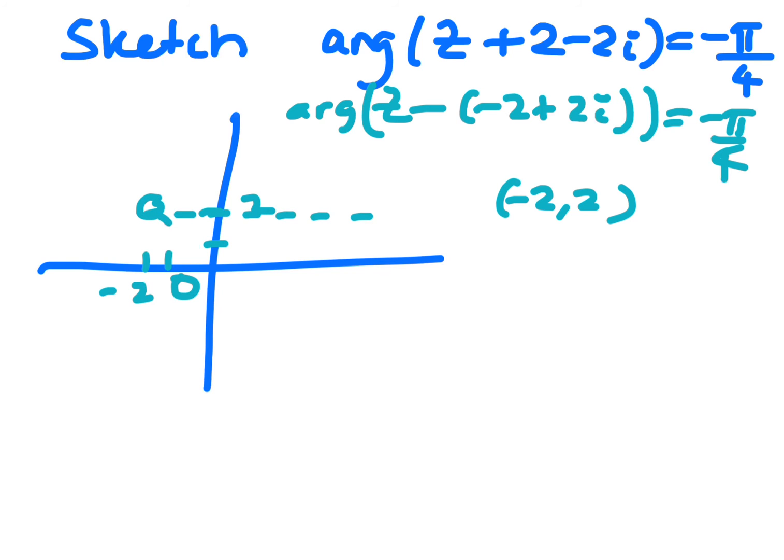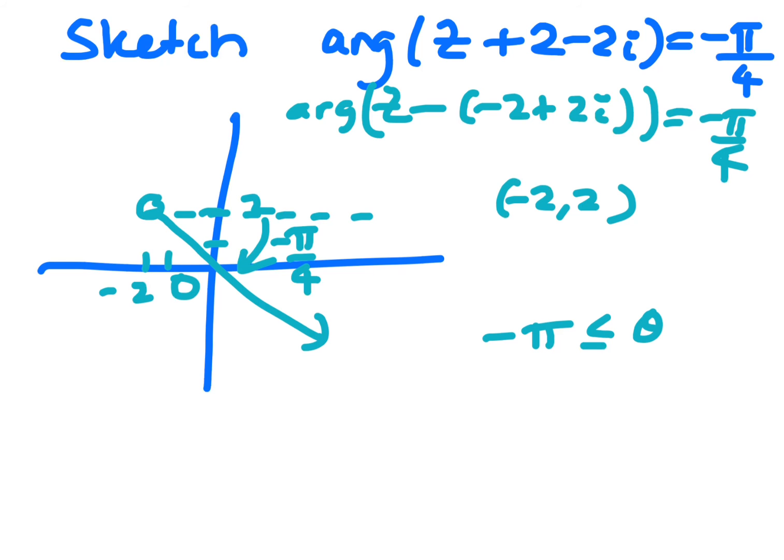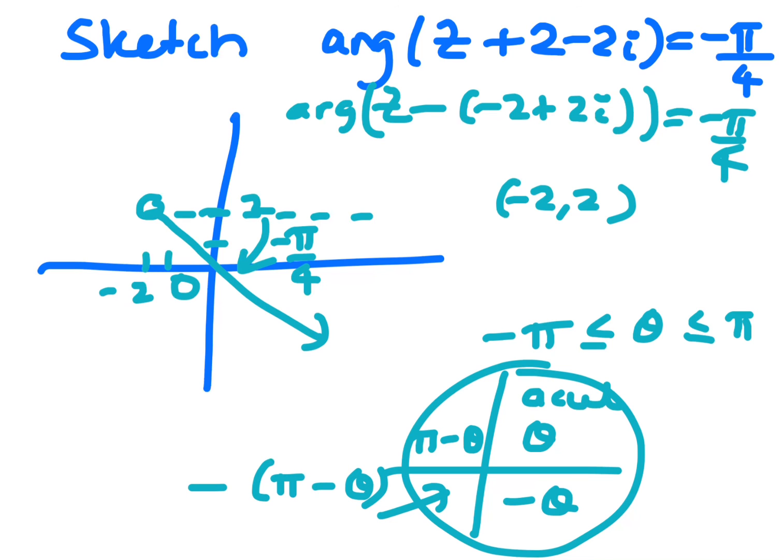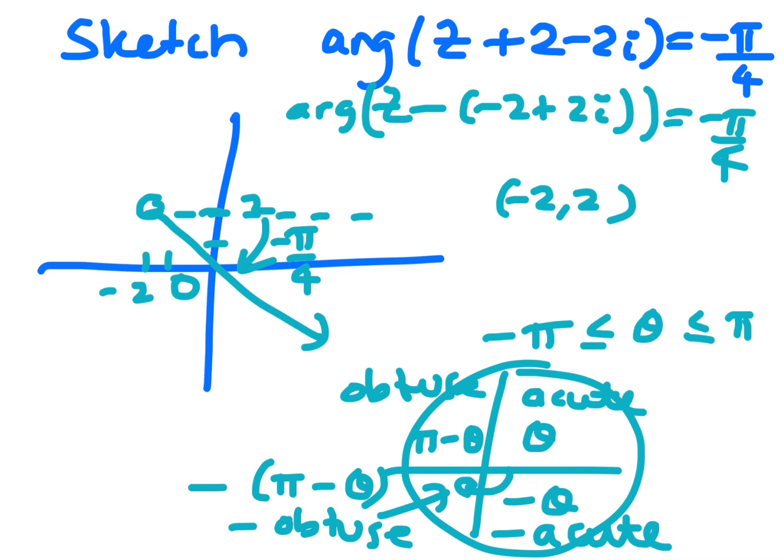Now because it's minus pi on 4, basically that would be minus pi on 4. The angle theta will go in between minus pi and pi. And basically in this quadrant, it's theta. This one's pi minus theta. This one's minus theta. And that one's minus pi minus theta. So it's like acute, obtuse, minus acute, and then minus obtuse coming around here.